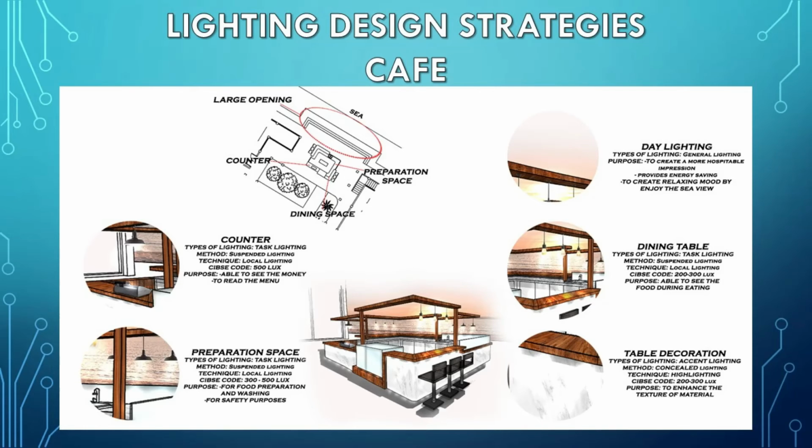to read the menu. However, at the preparation space, 300 to 500 lux is required for safety purposes while preparing the food. Lastly, at the dining table, 200 to 300 lux is required to be able to see the food while eating. In this cafe, there is a large opening to create a relaxing mood during eating by enjoying the view of the sea and at the same time to provide energy saving.